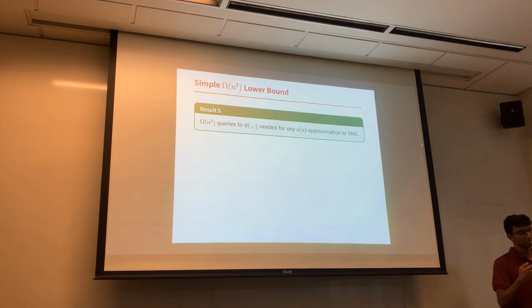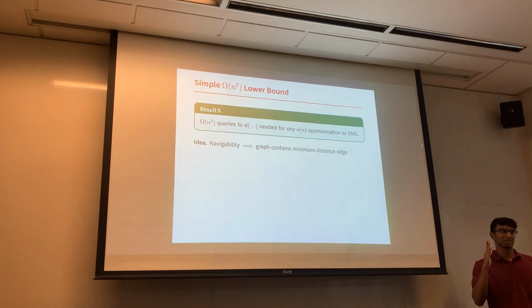And the idea will be fairly simple here. It's motivated by this observation that in a navigable graph, if you look at your closest pair in your data set, the points that have the minimum distance, you have to have an edge between those 2 points. And the reason is, if S and T are the minimum distance, well, if I want to navigate from S to T, there's nowhere else for me to go. I have to go directly to T.